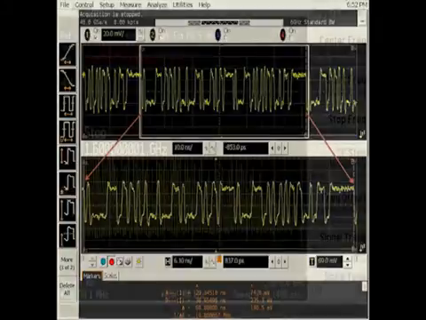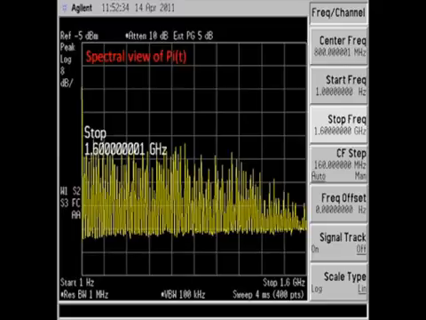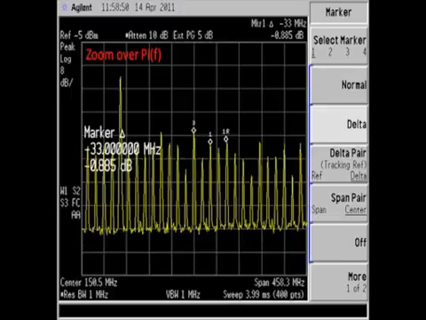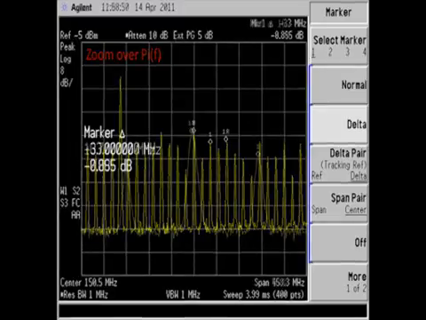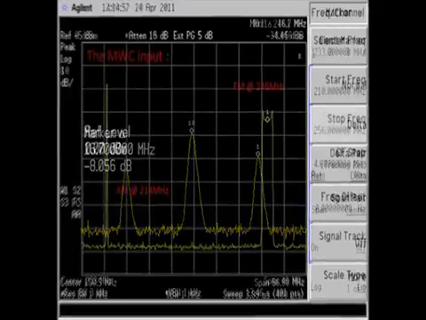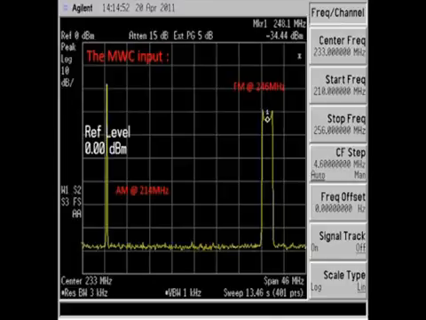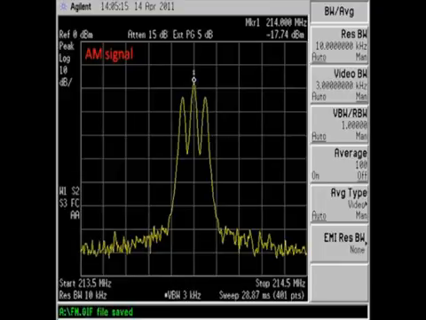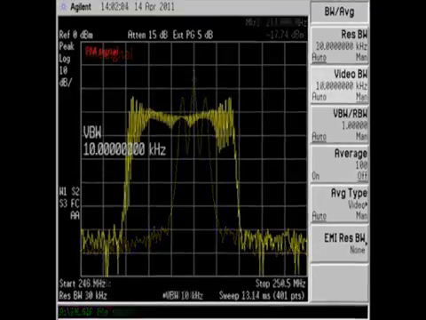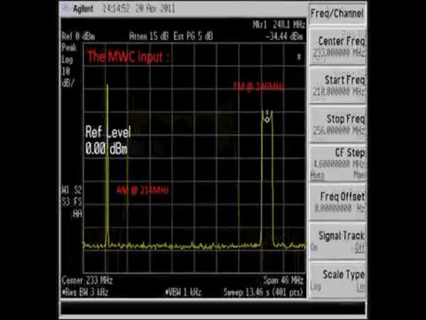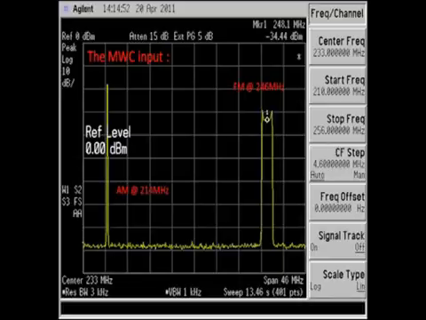I'm going to input two frequencies into the MWC which are generated by this Tabor signal generator. One of the frequencies is at 218 MHz and is an AM modulated signal. The other is an FM modulated signal at 246 MHz. We are seeing those two signals up here in their time domain.